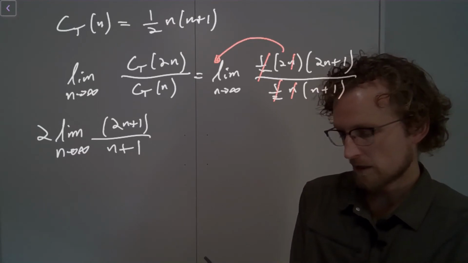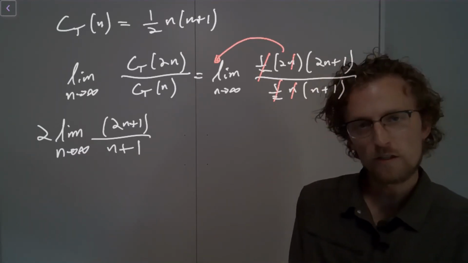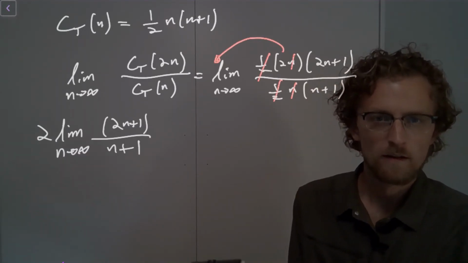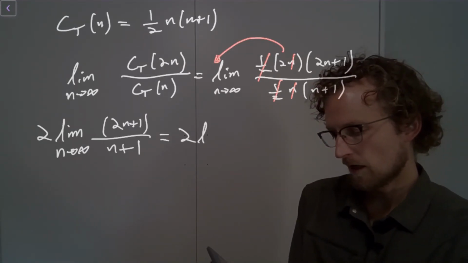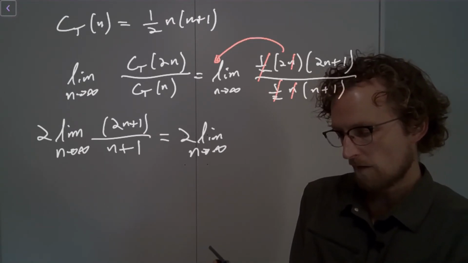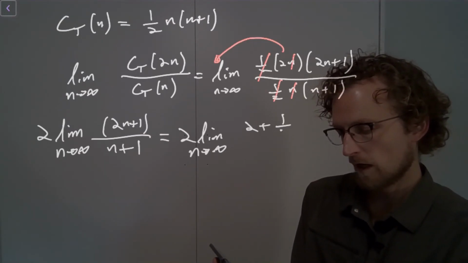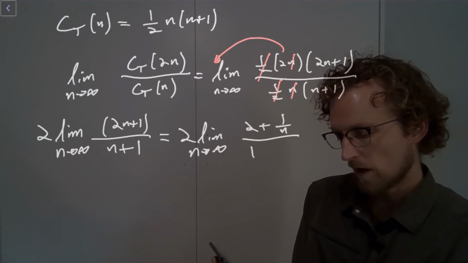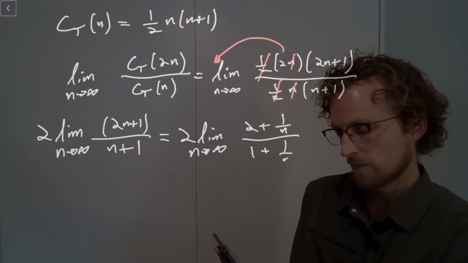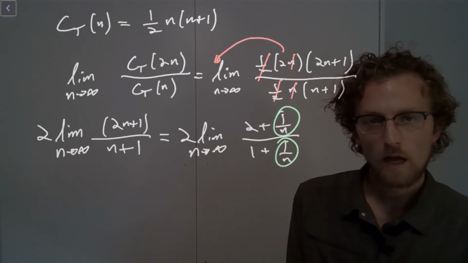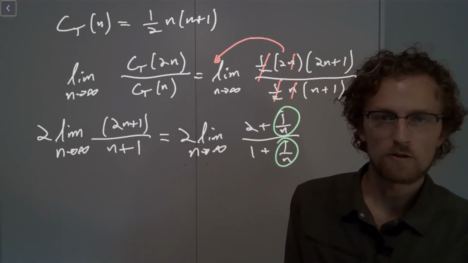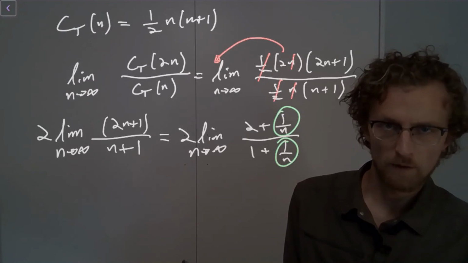We can split these apart if we want to, or I can just divide the top and the bottom by n and deal with it that way. So let me call this 2 times the limit as n approaches infinity of (2 plus 1 over n) over (1 plus 1 over n). So just like we did before, focus on these two, and note that when n gets very large, those two are both going to go to 0, right?